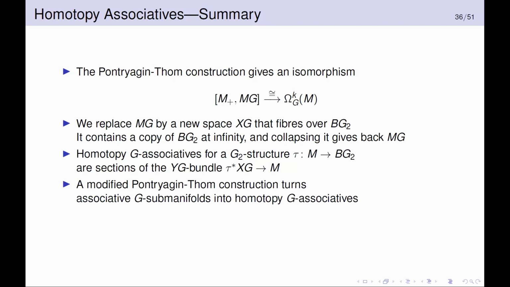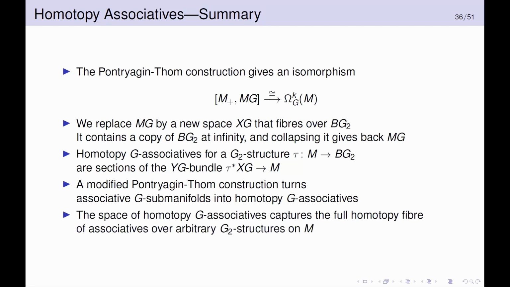And we have this modified Pontryagin-Thom construction, which relates this to true associative G submanifolds. And as I said, we capture the full homotopy between the combined moduli space and the G2 moduli space. So now, before I can show you something about singularities, I should do some computations.